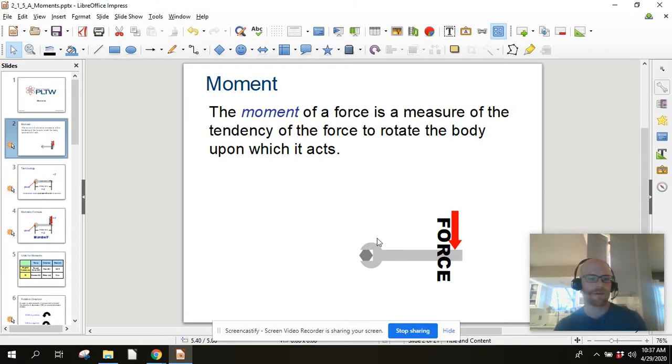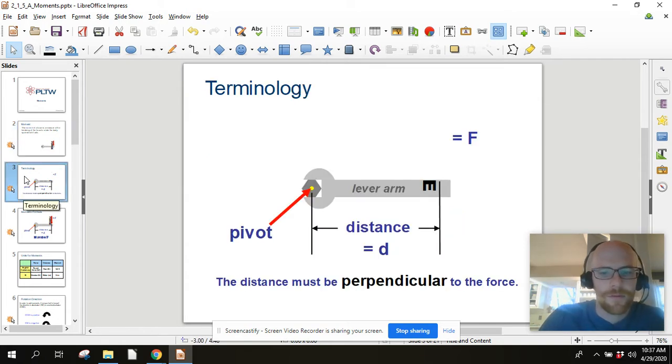And I think the greatest example that can be used is a wrench. So this wrench has a force that is acting upon it at the end of it, and it's turning the bolt there. So let's look at some terms that are going to help us calculate moment. We have the distance must be perpendicular to the force. So that's a very important fact about moments.